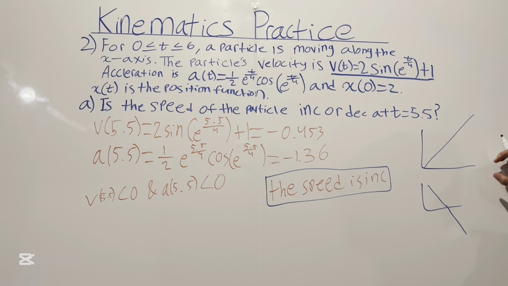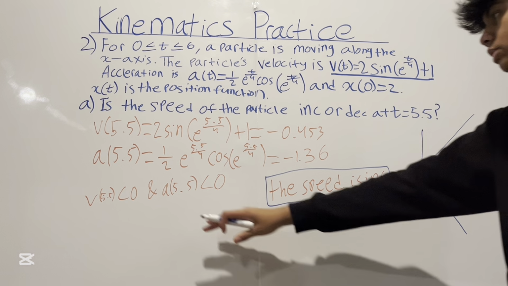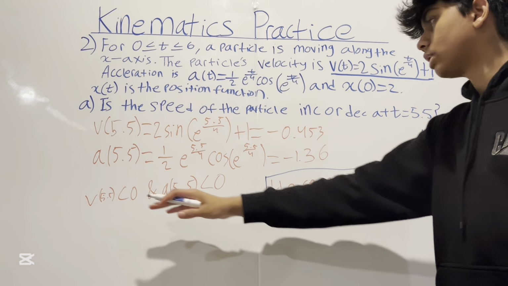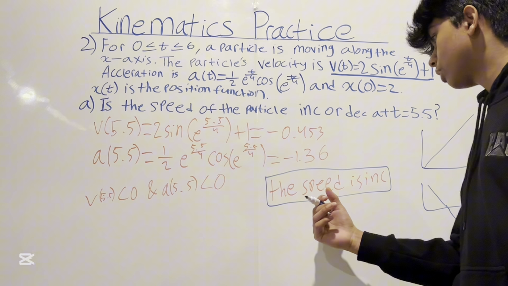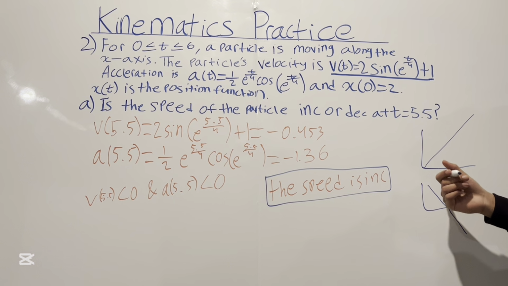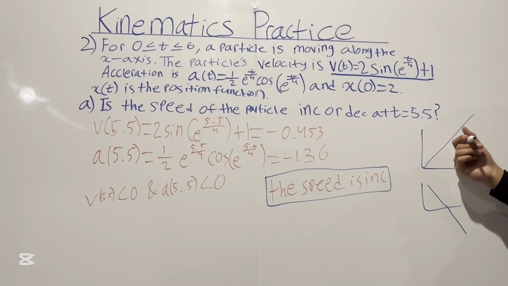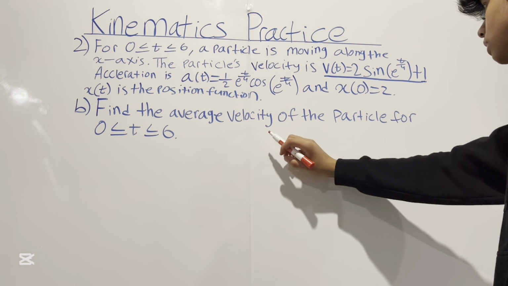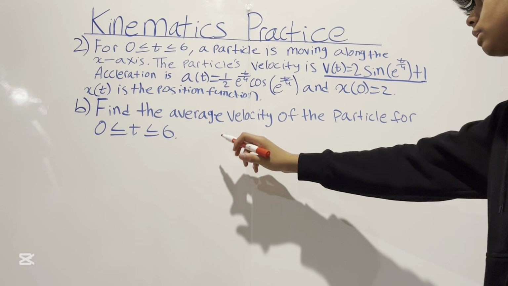So you can just think about it by this rule. If the signs are the same, then the speed is increasing. If the signs are different, then the speed is decreasing. Or you can think about it graphically, if the function is moving away from the x-axis or moving closer to it. 2b, we have find the average velocity of the particle in the time interval 0 through 6.